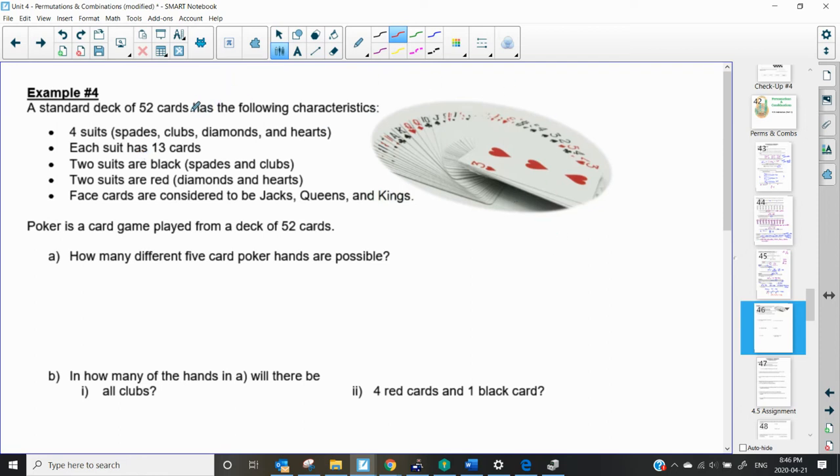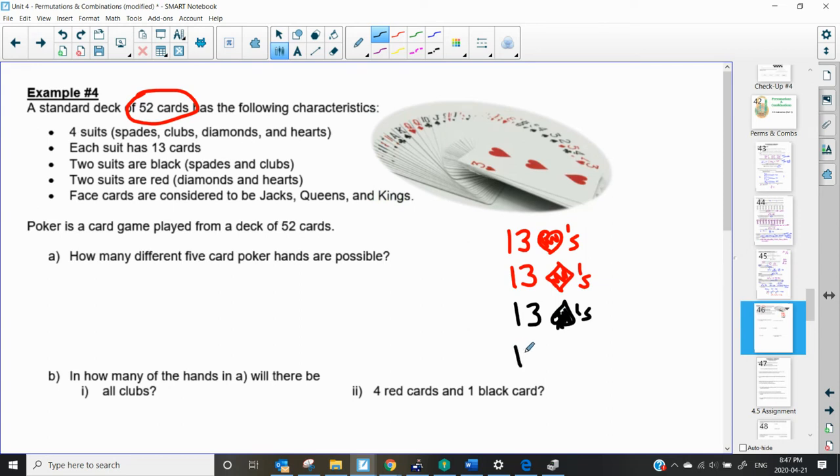But we're going to just do a quick refresher here. So in a deck of cards, we have 52 cards. Now this is a standard deck, meaning we're not dealing with jokers. So in a 52 card deck of cards, we have 4 suits, and those are spades, clubs, diamonds, and hearts. So with 52 cards, 52 divided by 4 is 13. So that means we have 13 hearts. We have 13 diamonds. We have 13 spades. And we have 13 clubs.